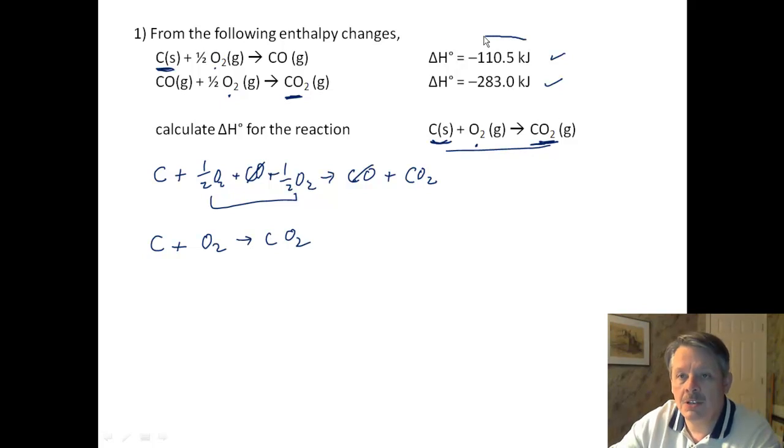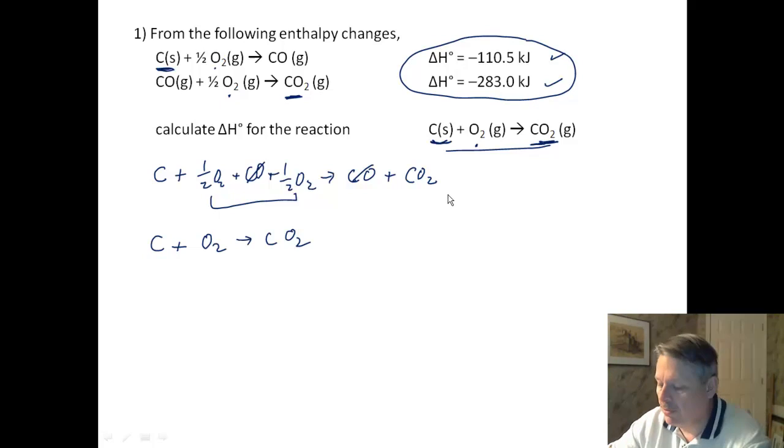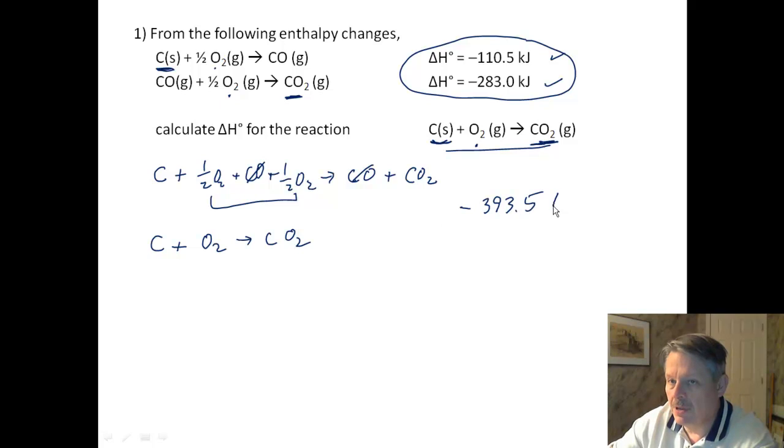And so if I take these two numbers over here on the left, the negative 110 and negative 283, and I add them together, I get negative 393.5 kilojoules, and that is my delta H for this reaction.